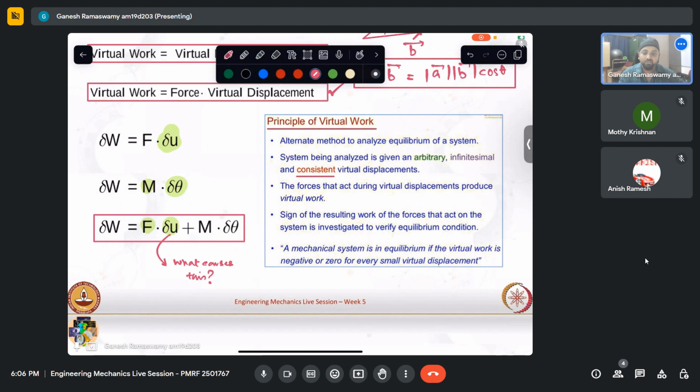So once we have a system and we have introduced a consistent virtual displacement, we will be analyzing the effect of the actual force under that virtual displacement we have introduced, which will become clear as we go about.